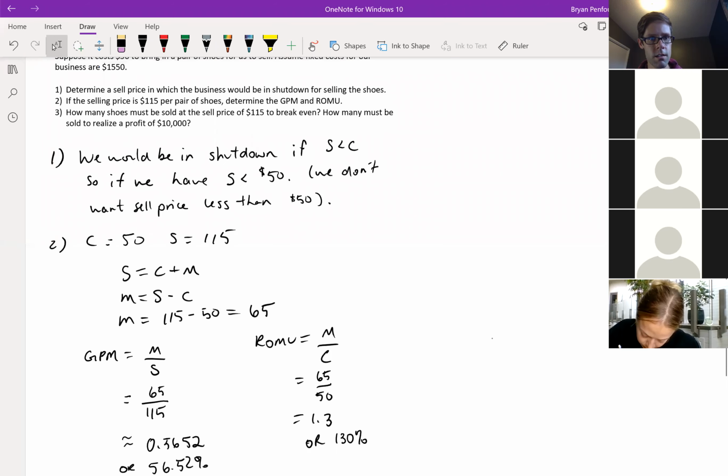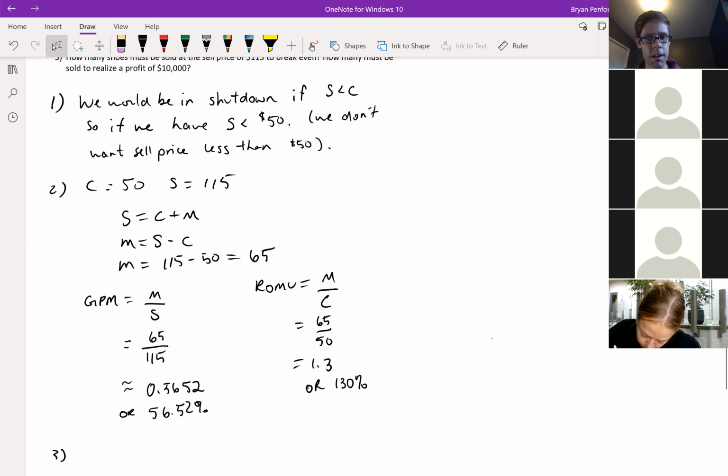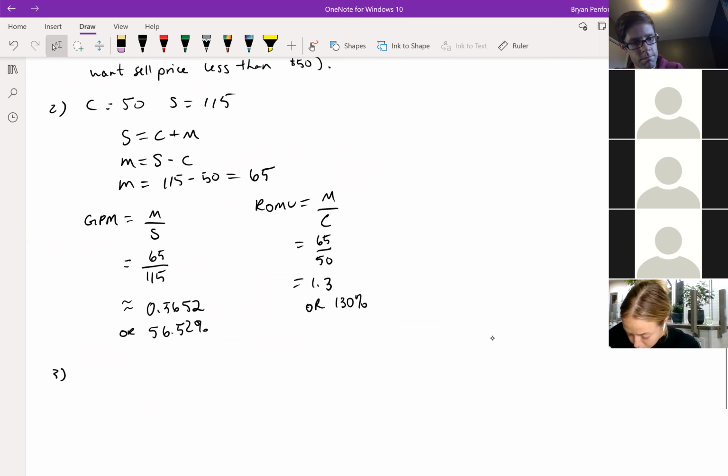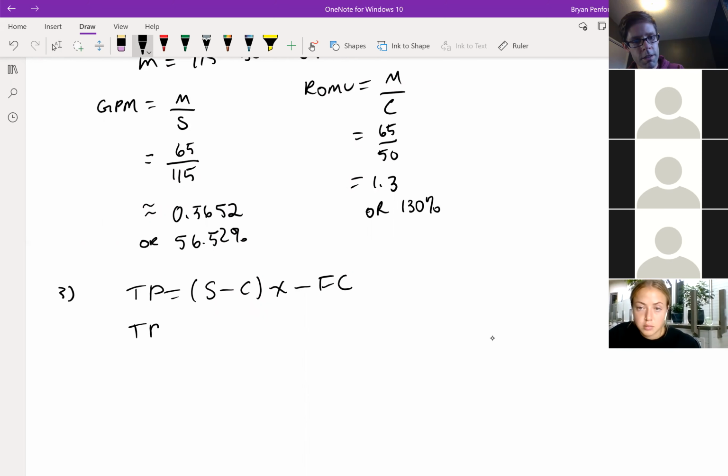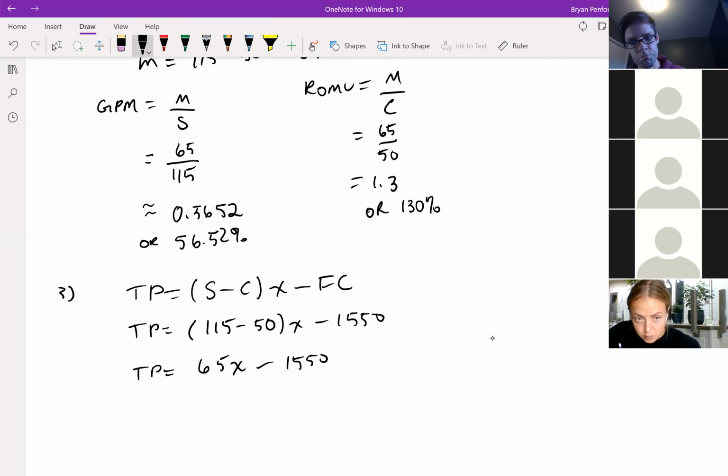Do we know the fixed costs? Yes, 1,550. Okay. So let's jump in. Let's try to figure out our total profit function. Our sell price is 115. Our cost price is 50 bucks. And our fixed costs are 1550. So I get a total profit function of the markup times X minus our fixed costs. So there's your total profit function.